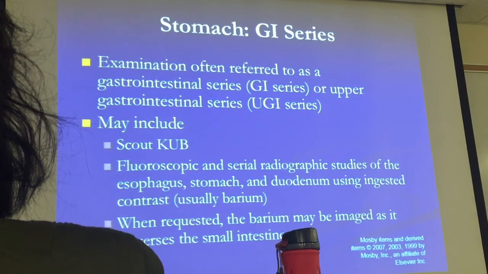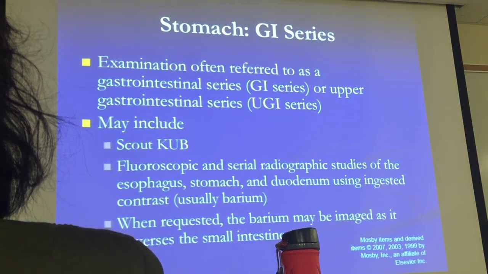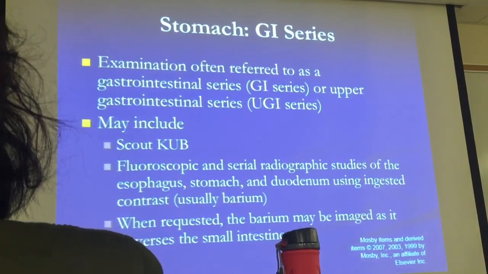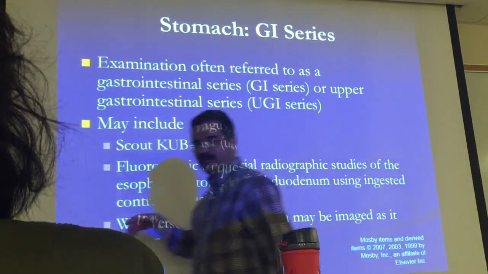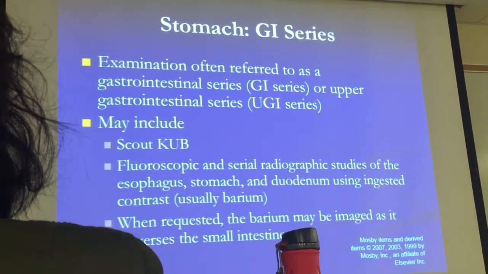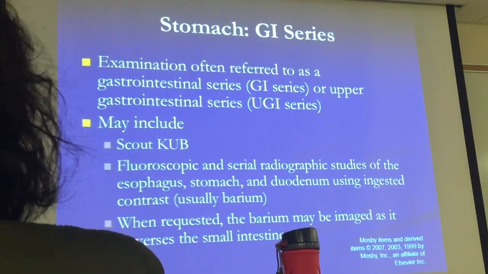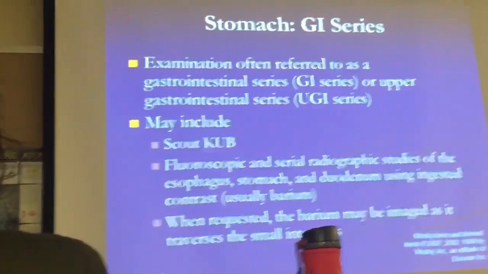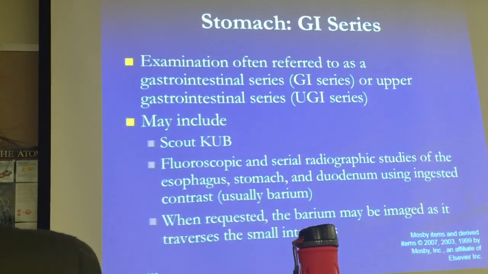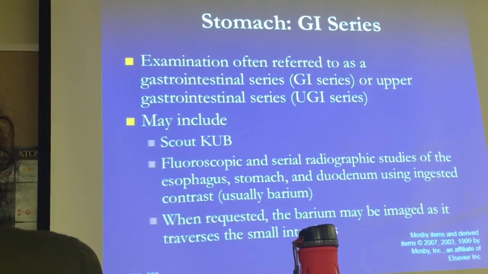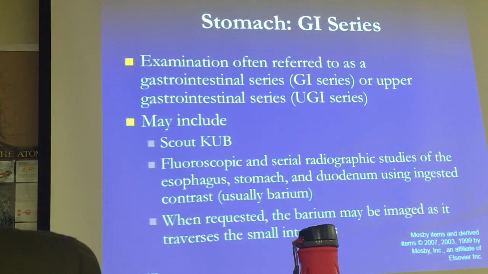And then you will do fluoroscopic and serial radiographic studies of the esophagus, stomach, and duodenum using ingested contrast media, usually barium, but it can be iodine as well. Even though it's called an upper GI series, you will think just the stomach, but it also includes at least one picture of the esophagus, the stomach, and the early portion of the small bowel, the duodenum at least. So that's what I'm saying here: esophagus, stomach, and duodenum.